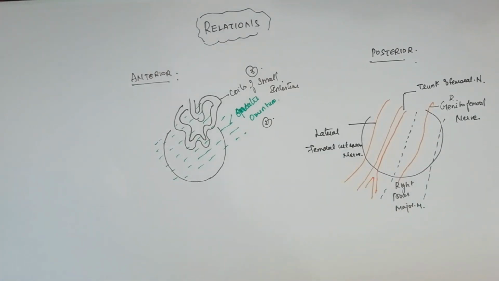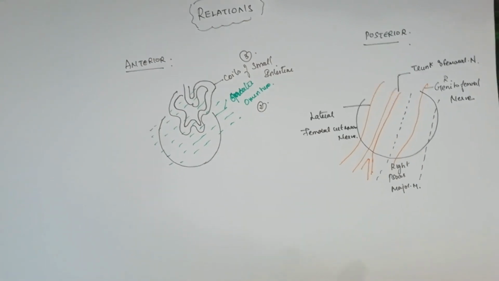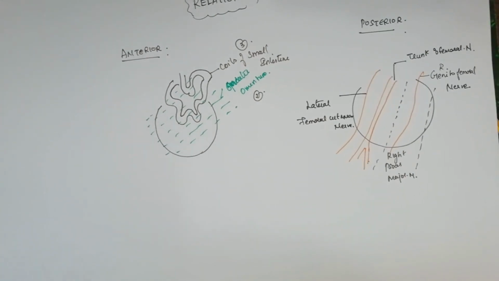So these are the structures seen in the anterior and posterior aspect of the cecum. Now we will move on to the above and medial relation. The above and below relation we have already seen in this image.